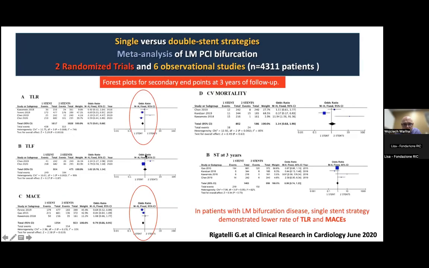This study is in line with the meta-analysis of left main PCI bifurcation lesion, which was published in 2020, which also compares single versus double stent strategies in bifurcation lesion. This meta-analysis consists of two randomized trials and six observational studies, which assessed more than 4,000 patients. The results show that during the long-term follow-up, patients who were treated by one stent technique, compared to two stent technique, have better outcomes in terms of target lesion revascularization and MACE, as the outcome has been assessed in that study.